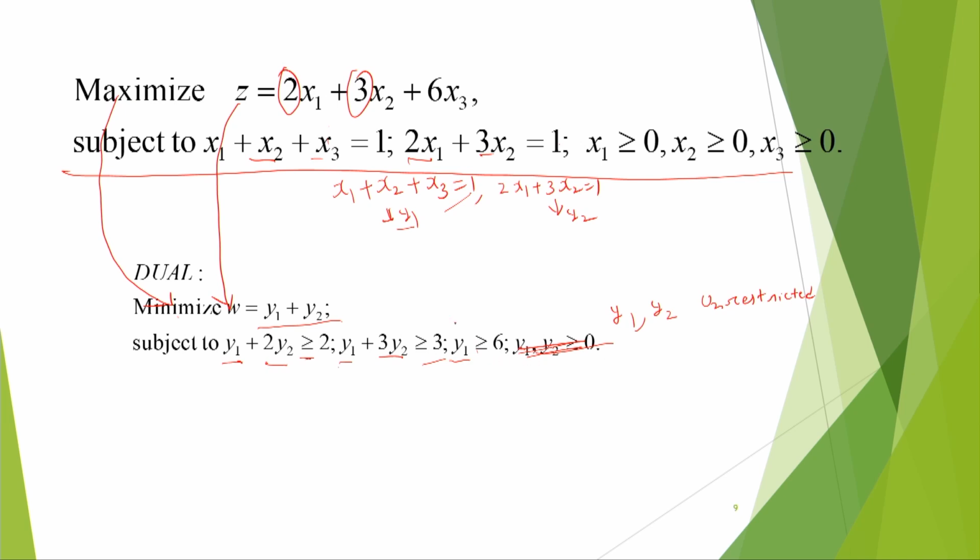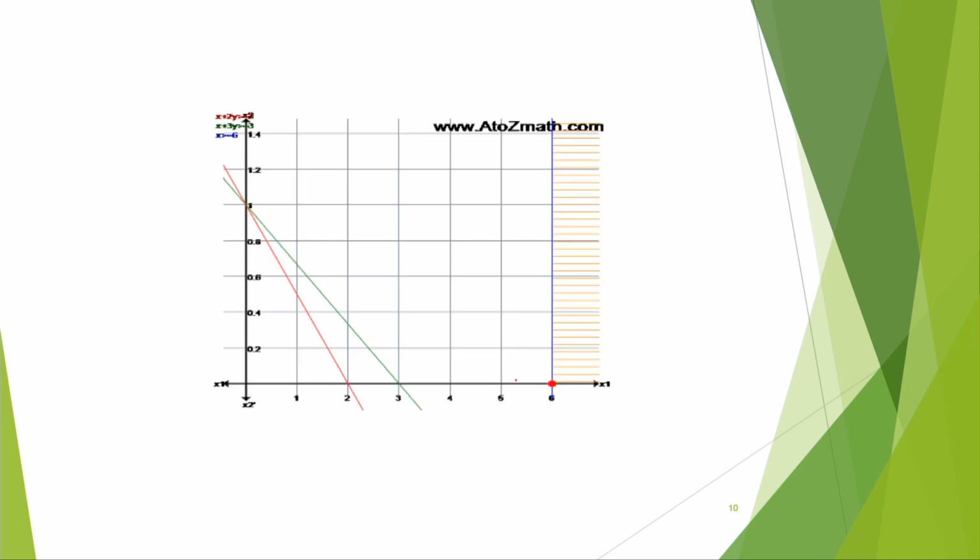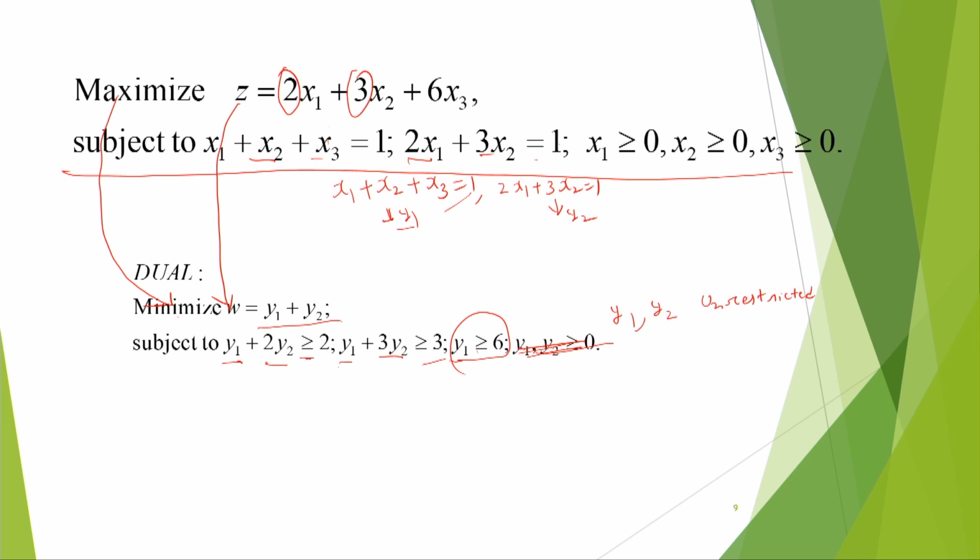That type of thing has come, y3. So you are getting basically 3 variables, x1, x2, x3. So you are getting 3 constraints here. Okay. So now what happens is that you can actually try to solve them graphically also.